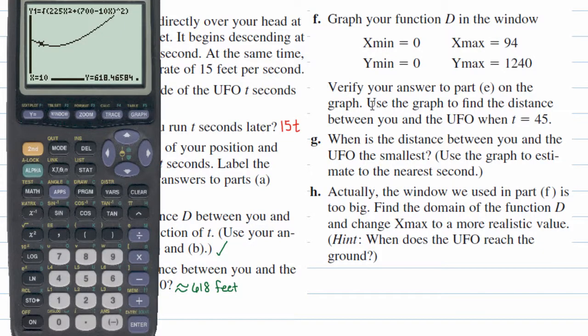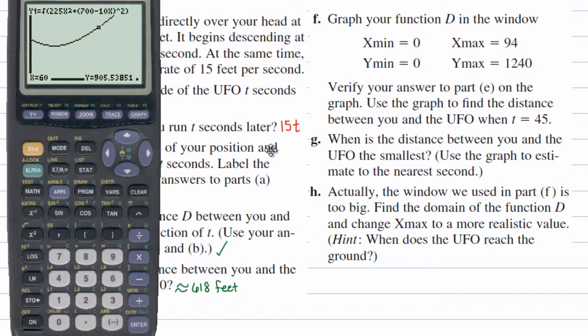And then use the graph to find the distance between you and the UFO when t is equal to 45. So again, I'll just type in 45. And there we are. Distance 45 seconds later is 719 feet. Pretty neat. You could extend out this graph and you can find a distance between you and the UFO at 60 seconds.